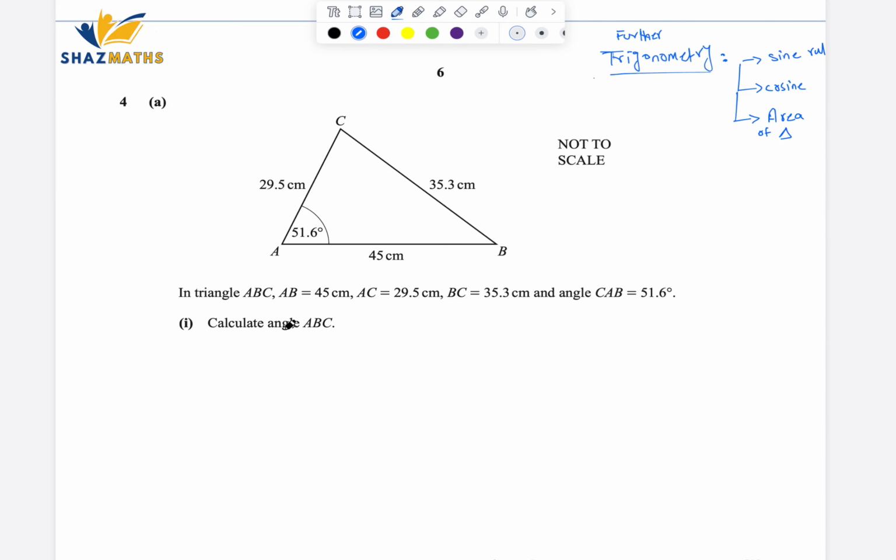Let's move ahead. What the question says, it says calculate angle ABC. ABC, I'm gonna mark the angle, so this one.